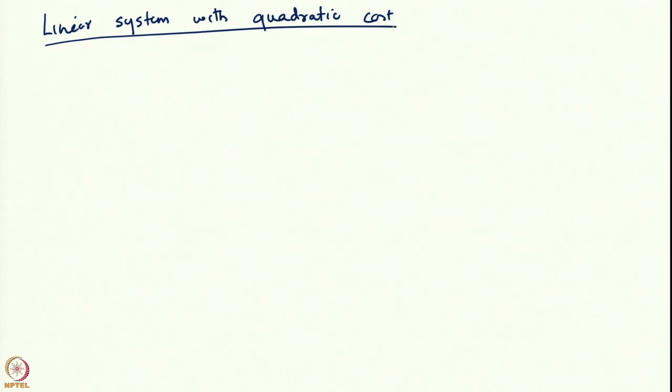So, linear system with quadratic cost has built into it a number of beautiful coincidences, and what I hope to bring to you today is a glimpse into the way in which these things coincide so elegantly, so that we will eventually be able to solve for the optimal policy in closed form.